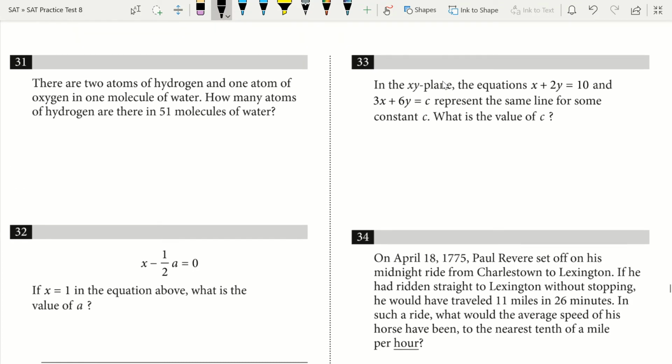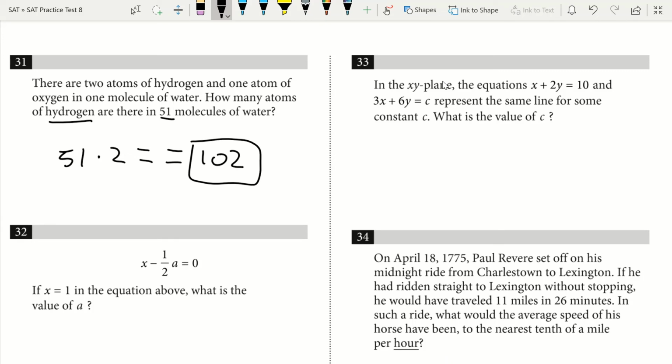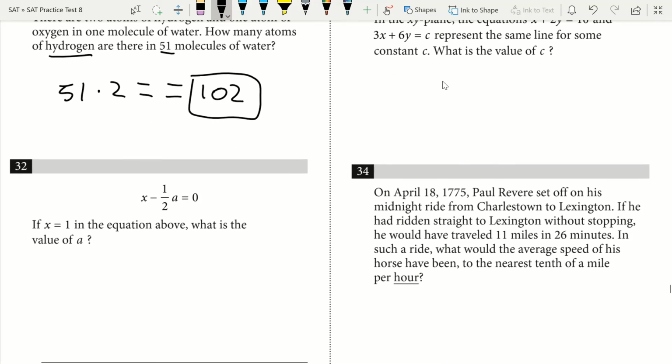Alright, there are 2 atoms of hydrogen and 1 atom of oxygen in 1 molecule of water. How many atoms of hydrogen are there in 51 molecules of water? Well, we know in each molecule of water, there are 2 atoms of hydrogen. If we have 51 molecules, we're going to multiply that by our 2 atoms of hydrogen in each one, and we're going to get 102 for our answer. 32: if x equals 1 in the equation above, what is the value of a? Alright, so we'd have 1 minus 1/2 a equals 0. I'll go ahead and add 1/2 a to each side, and I'll get 1 equals 1/2 a. I'm going to multiply each side by 2 to get a, and I see that a then will equal 2 times 1, which is 2.